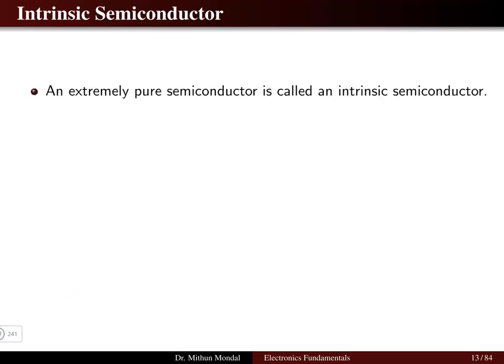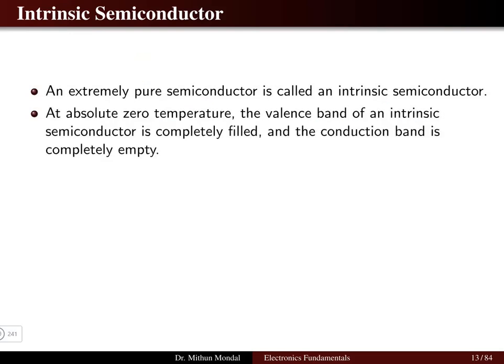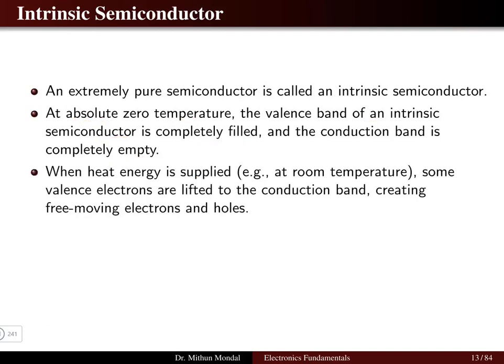An extremely pure semiconductor is called intrinsic semiconductor. So when the semiconductor is extremely pure, it is known as intrinsic semiconductor. At absolute zero temperature, that is minus 273 Kelvin, the valence band of an intrinsic semiconductor is completely filled and the conduction band is completely empty. So we do not have any free particles for conduction. But when we give heat energy, thermal energy, some valence electrons will be lifted to the conduction band, creating free moving electrons and holes. So now, due to the heat energy, conducting particles, that is the electrons and holes, will be there.